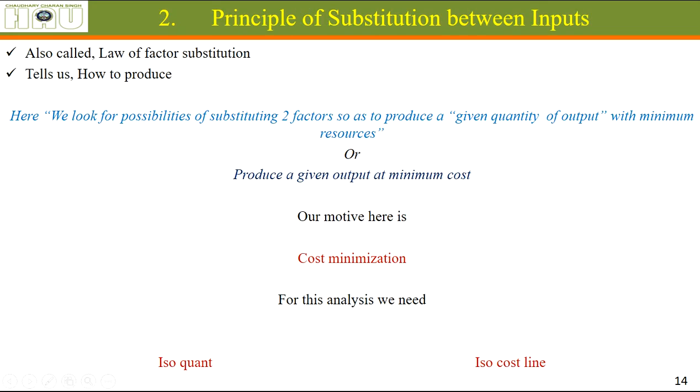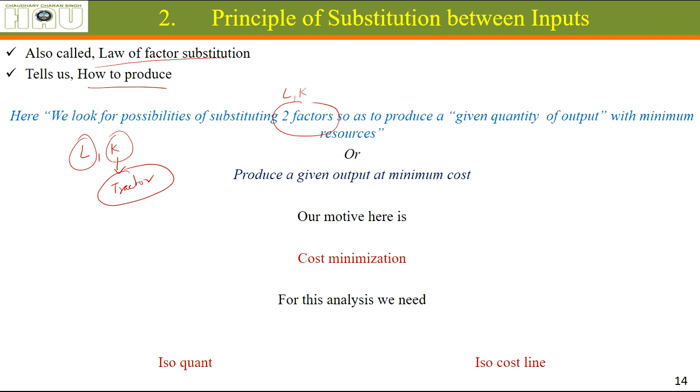This is also called the law of factor substitution, as I just told you, and it tells us how to produce. Here, let's say we have two factors: labor and a tractor. A tractor is also called capital. So one factor is labor, one is capital, and when I say capital, I mean a tractor. We look for possibilities of substituting two factors, that is labor and capital.